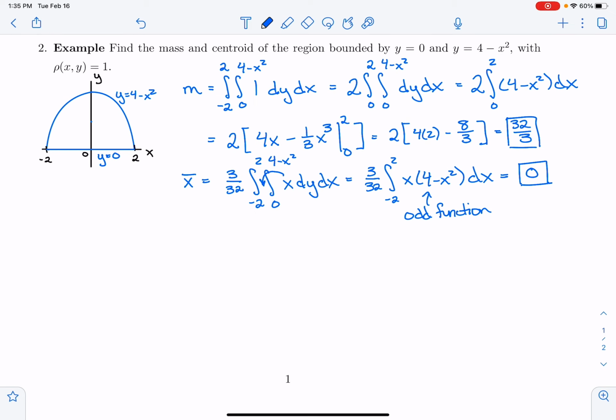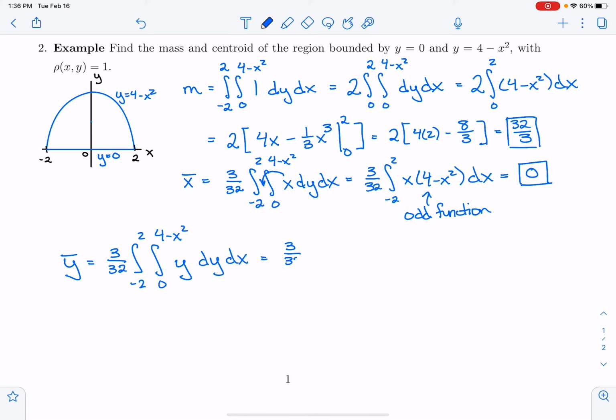Now let's look at the y-coordinate. The y-coordinate is going to be 1 over the mass, so 3 over 32, times the double integral from -2 to 2, and then the integral from 0 to 4 minus x squared. And now we're going to integrate y times the density, which is 1, dy dx. So this is going to be 3 over 32 times the integral from -2 to 2 of 1/2 y squared, evaluated between 0 and 4 minus x squared. That is all integrated dx.